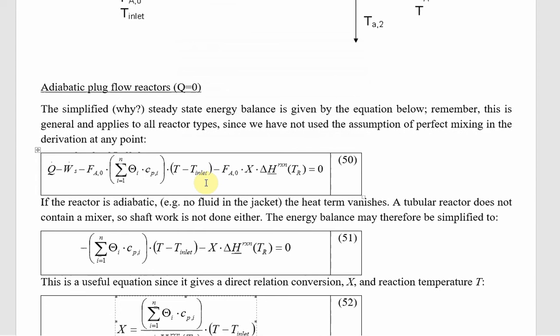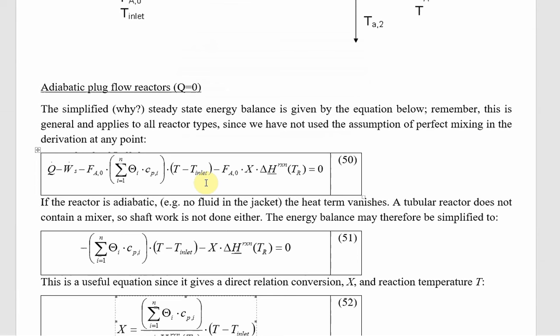So this relationship, of course, was derived independently of the mixing type. So the same equation is true. Remember, the only assumption there was that it was steady state. And then if we say that this is an adiabatic system, so let's say we don't have fluid flowing around in the jacket, then it becomes simply this equation 51.